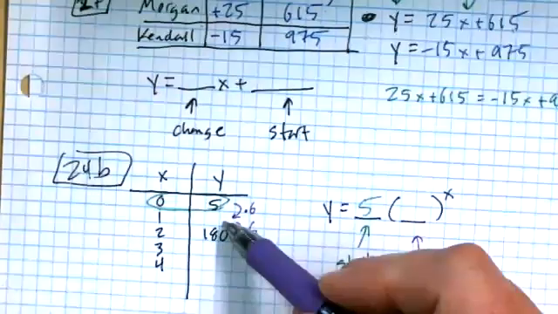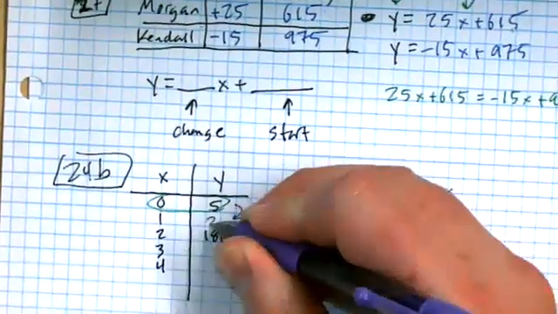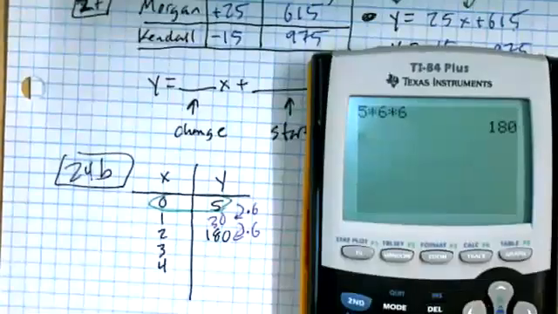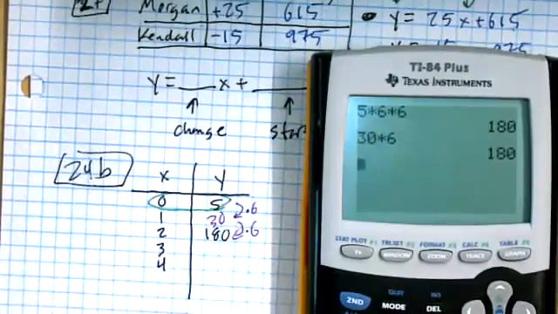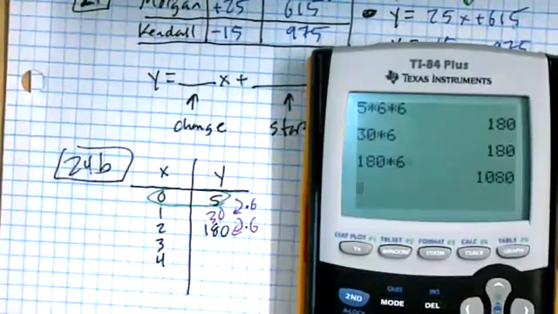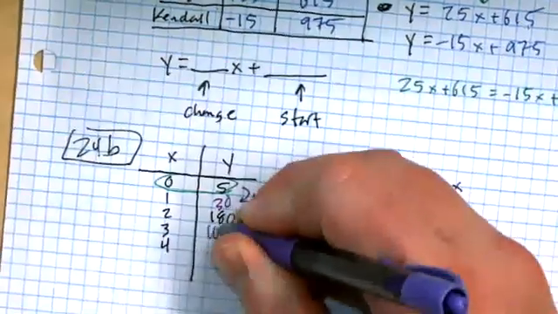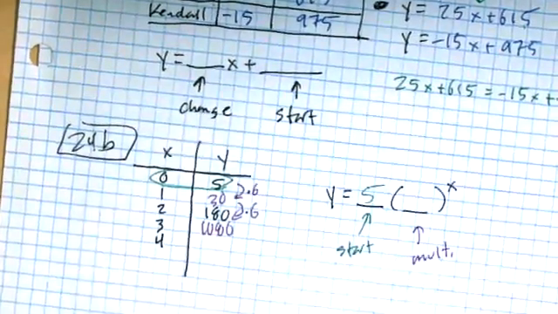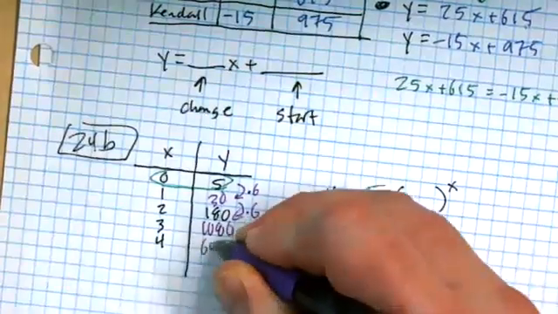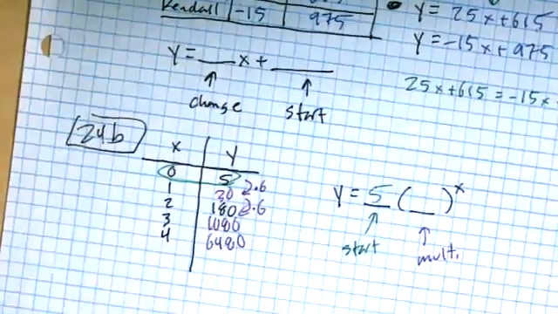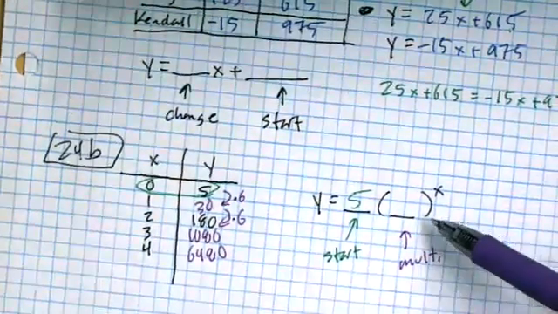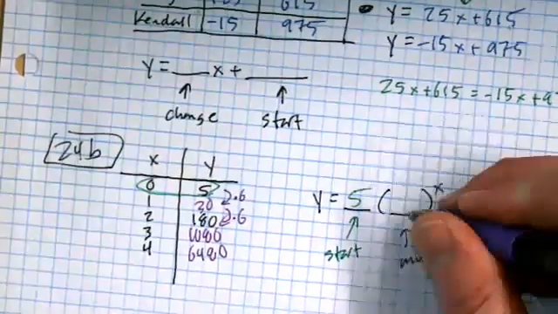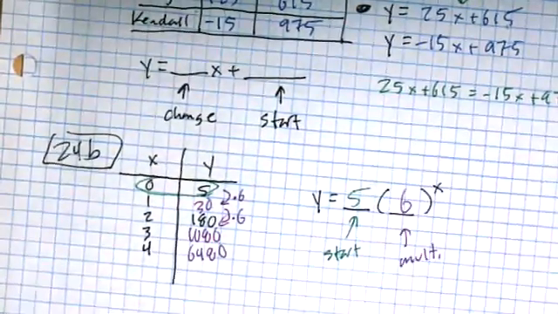So what would this one be? 5 times 6 is 30. And let's just check, is 30 times 6 180? Sure is. And if I wanted to keep going forward, I would do 180 times 6, which is 1080. So that's our next one. And then times another 6, which is 6480. And we just need one more number for our equation here. What's it going to be? 6. That's our multiplier. Thank you for asking about that one.